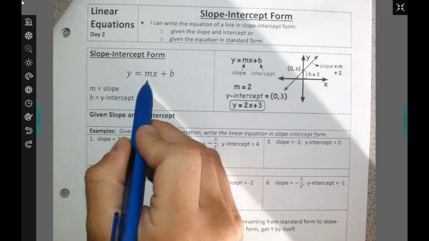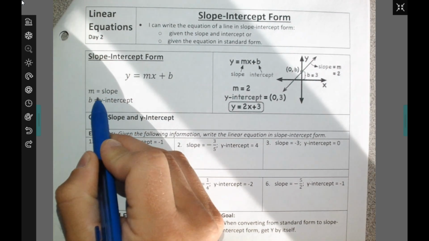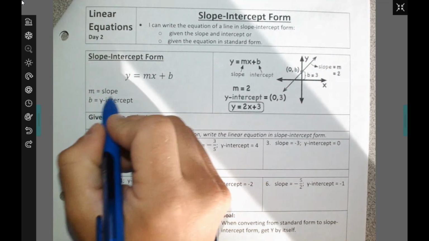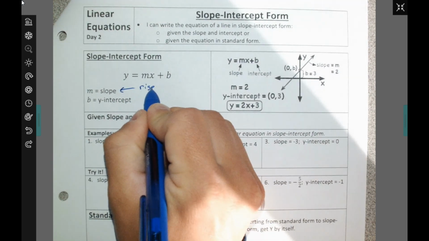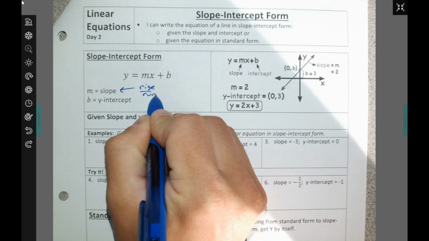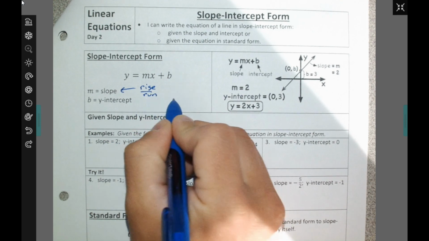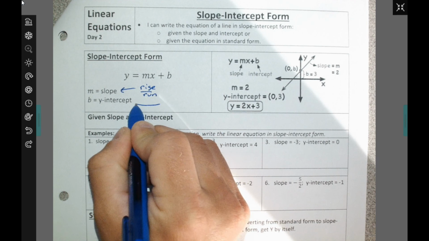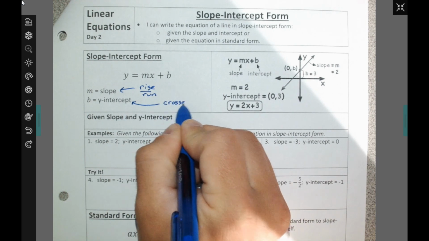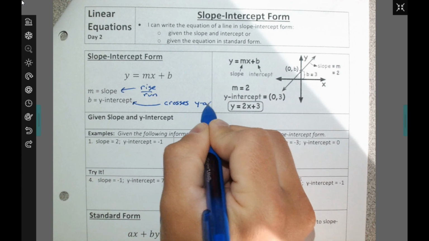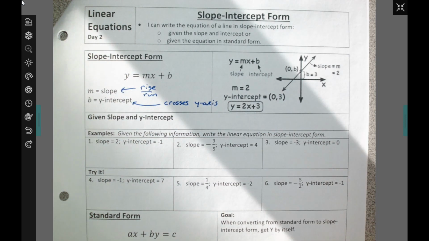In this setup, m is going to represent our slope, so that's what we talked about the other day. So remember, slope is going to be rise over run, so it tells us how far we're going up top, and then down below it tells us how far we're going to the right. And then b is going to be our y-intercept, so where it crosses the y-axis. Okay, so that is your slope-intercept form.